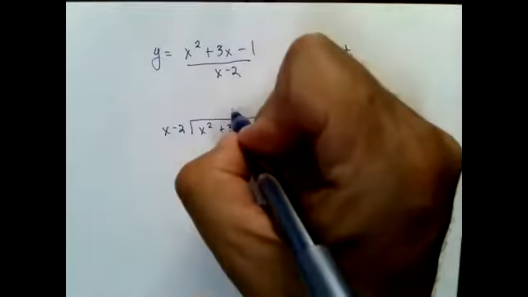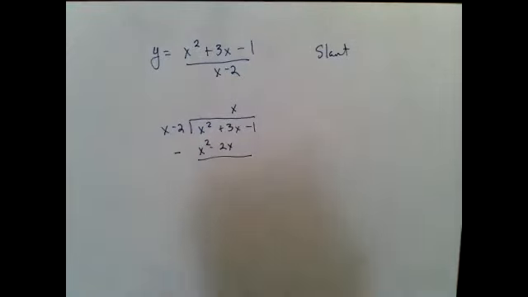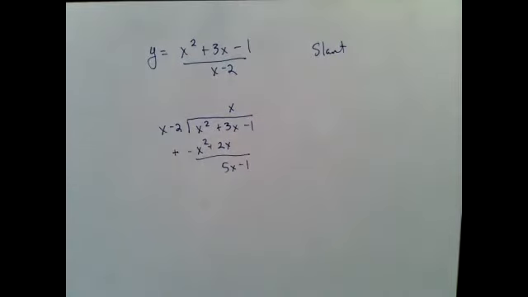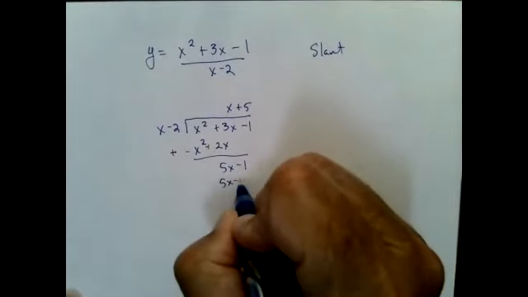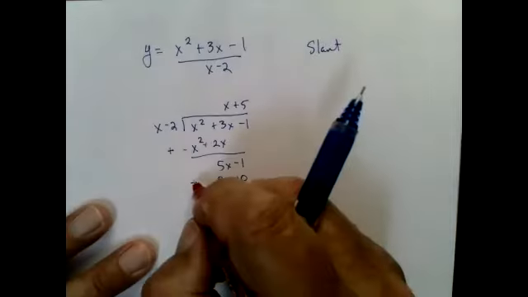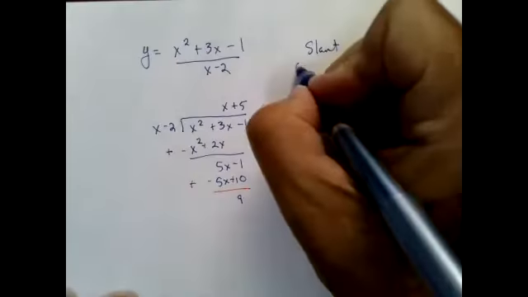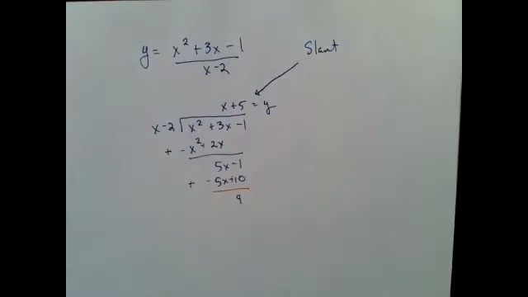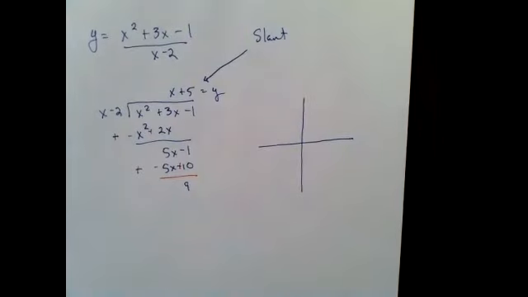I need x. That gives me x squared minus 2x. I'm going to subtract, which I know is add the opposites. I get 5x minus 1. Plus 5 gives me 5x minus 10. I subtract, which is add the opposite. And I get 9, which means nothing to me. But my slant asymptote is that guy right there. y equals x plus 5. So for this problem, I need to graph the line y equals x plus 5.